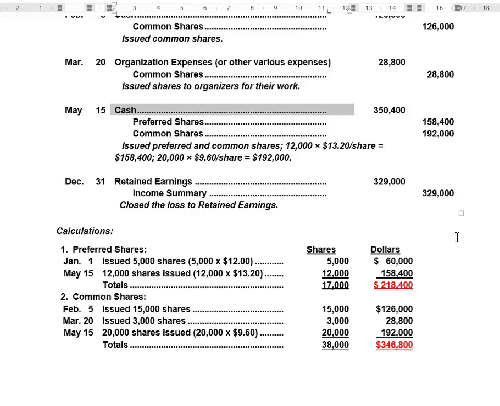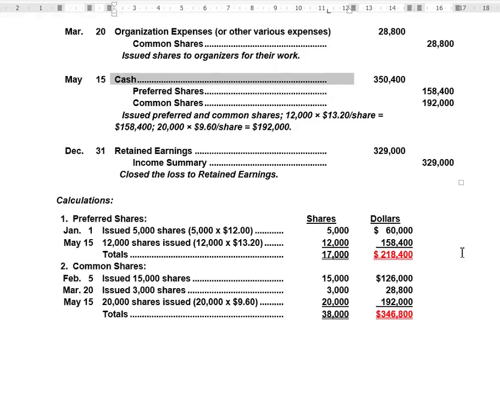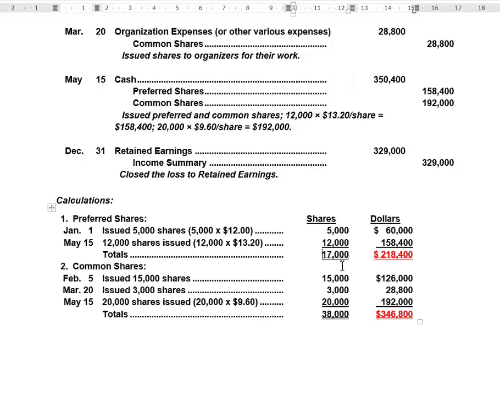All right. So now, when we total the number of common and preferred shares we issued and the total amount of equity we received when we issued our 17,000 shares, and we see in our common shares, we do a similar calculation.